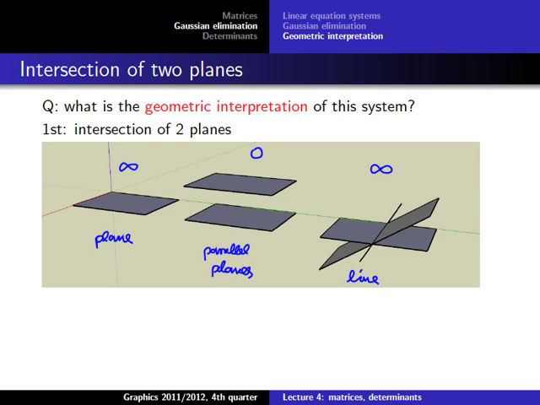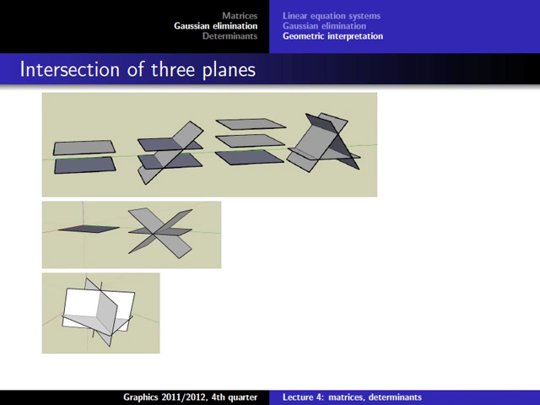So that is what can happen if we intersect 2 planes. Now, if we try to intersect that with a 3rd plane, there are, of course, more options. So let's look first at this case here, 1, where we have 2 planes that are identical, and then we intersect it with a 3rd one.